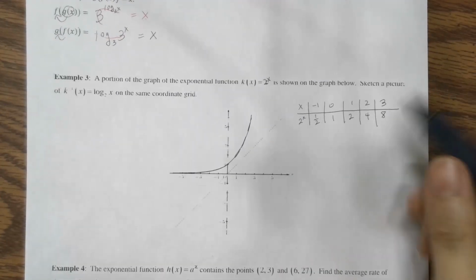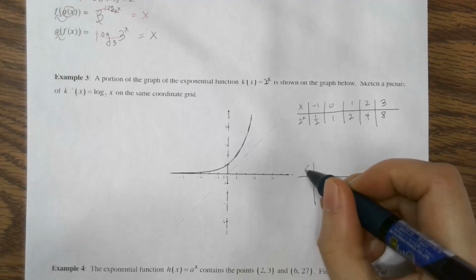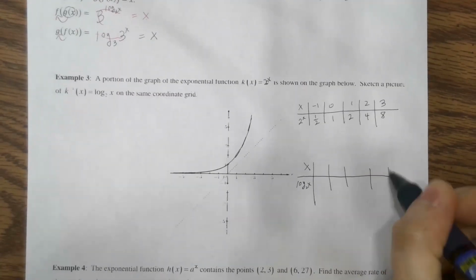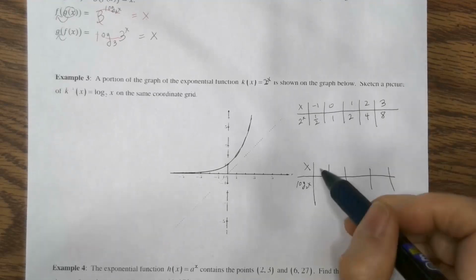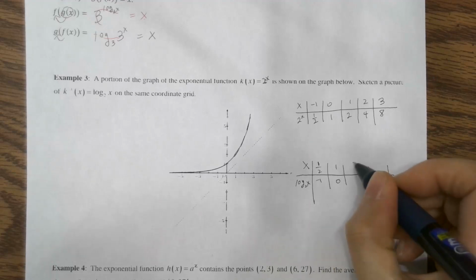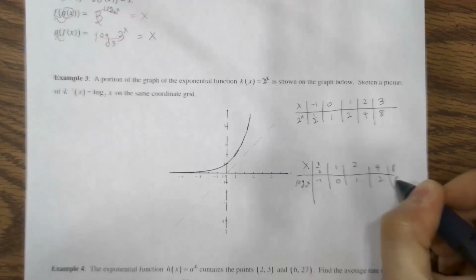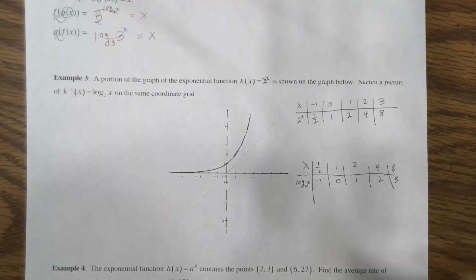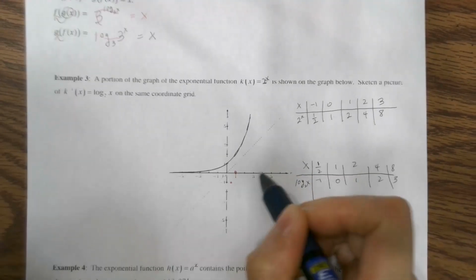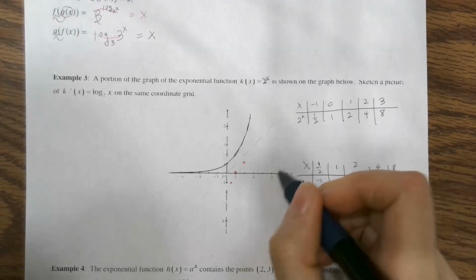What do you know about the inverse function? What happens to the inverse function, folks? Your x and y switch, right? So negative 1 comma half becomes half comma negative 1. 0 comma 1 becomes 1 comma 0. You see? And I'm just going to plot those points. Okay, so half comma negative 1 is here. 1 comma 0. 2 comma 1. 4 comma 2.